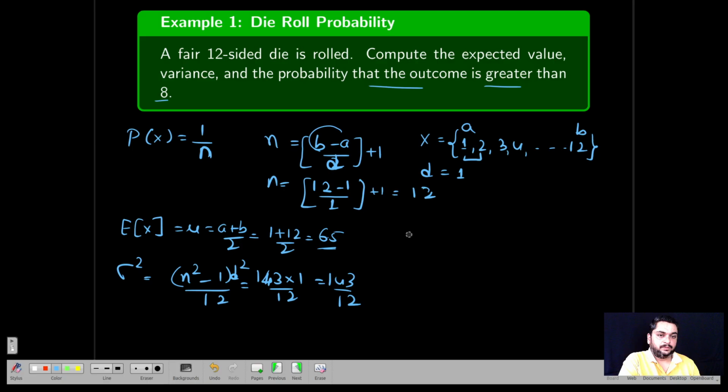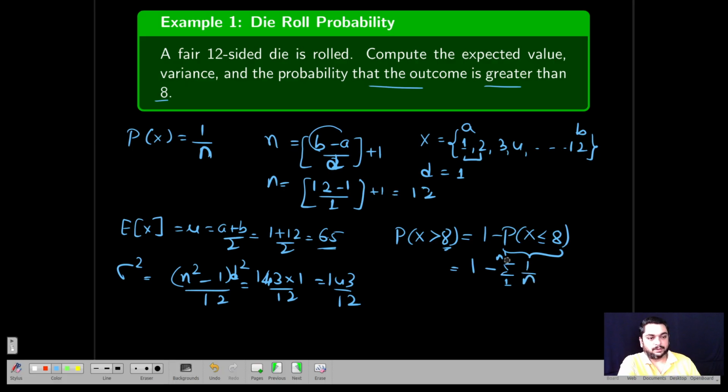Now, this is important. Probability that the outcome is greater than 8. Probability of x greater than 8. How will you get it? x greater than 8 means 1 minus P of x less than or equal to 8, since 8 is not included in greater. Now, this is important. How will you find this summation? Summation from 1 to n dash, with equal probability 1 by n. We'll find out this n dash. What is this n dash?